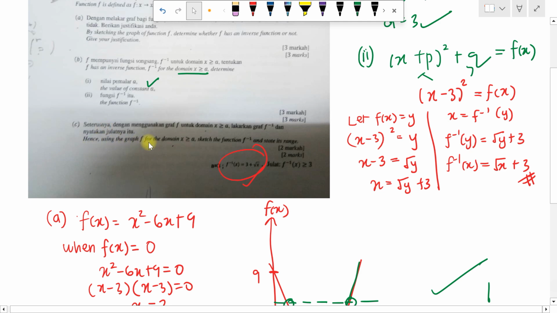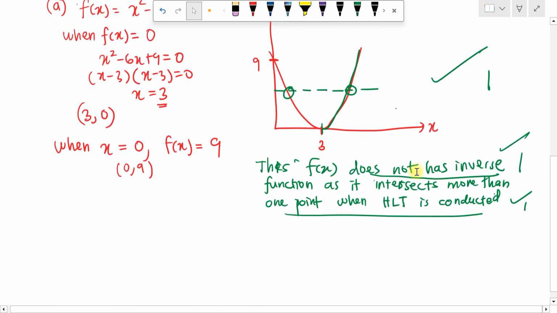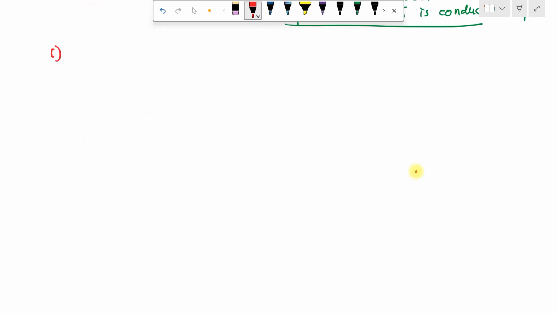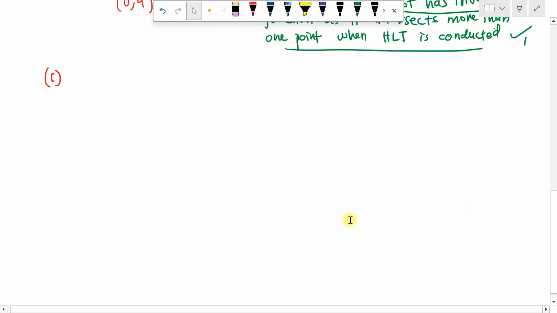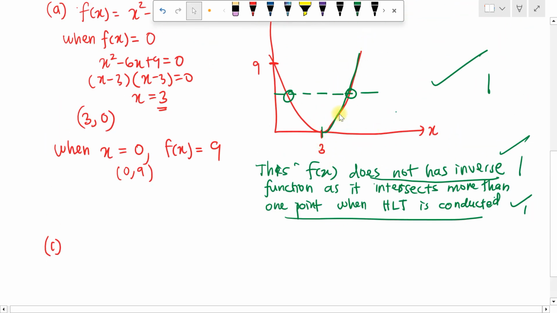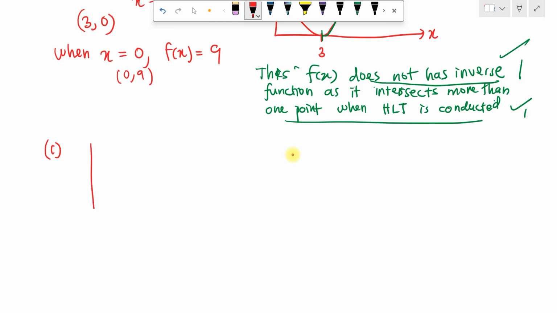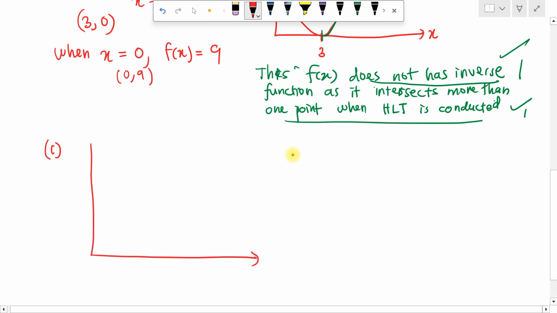hence using the graph f for the domain x more than 3, sketch the function f inverse and state its range. Okay, never mind, let's do this part C. Now you need to draw the graph for x more than 3 lah, this part. So very simple actually. You must start with 3.